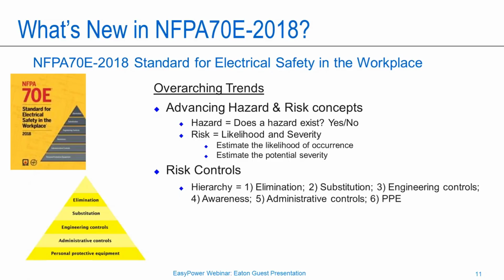Most of you have seen and are familiar with the risk controls, starting at elimination and moving all the way down to the last line of defense, PPE. And the 70E is starting to incorporate language around some of these other specific areas. I think that will continue to expand. For instance, engineering controls is one area where I think there's a lot of focus in trying to reduce arc flash incident energy.